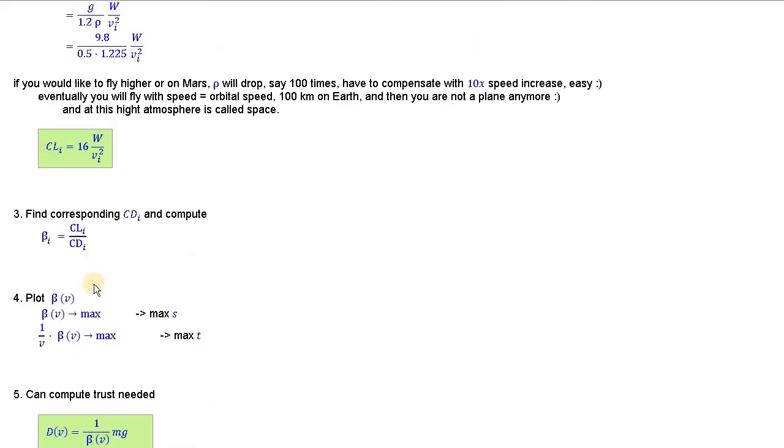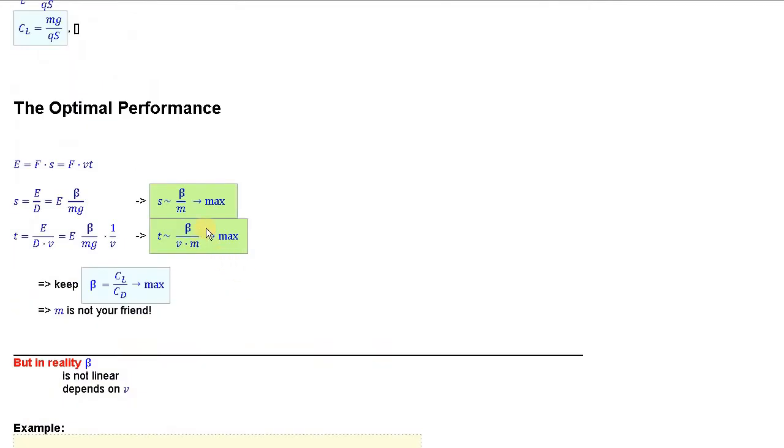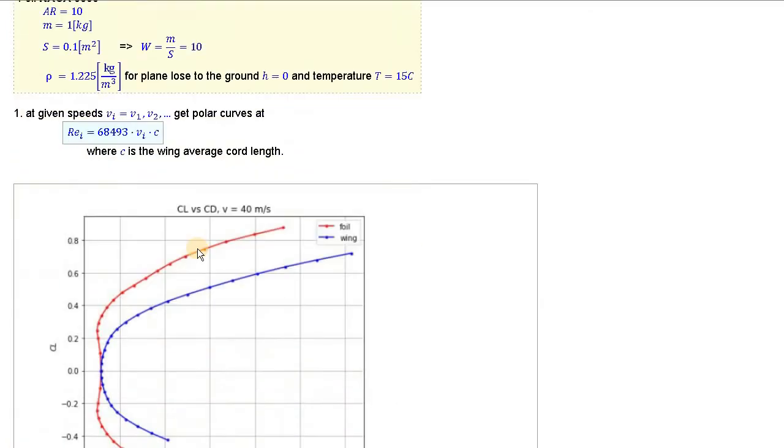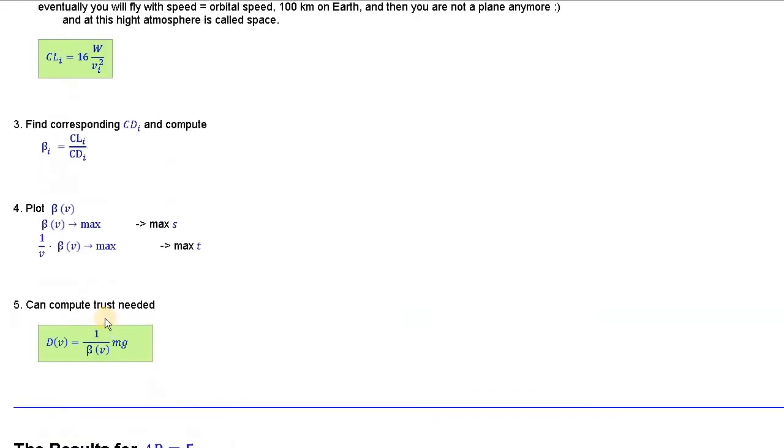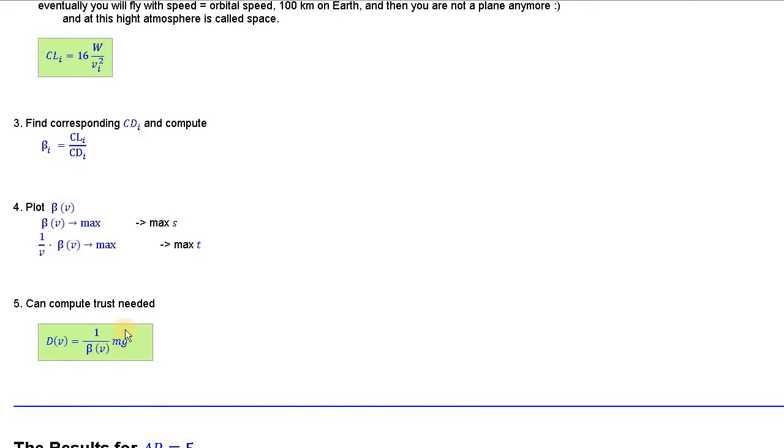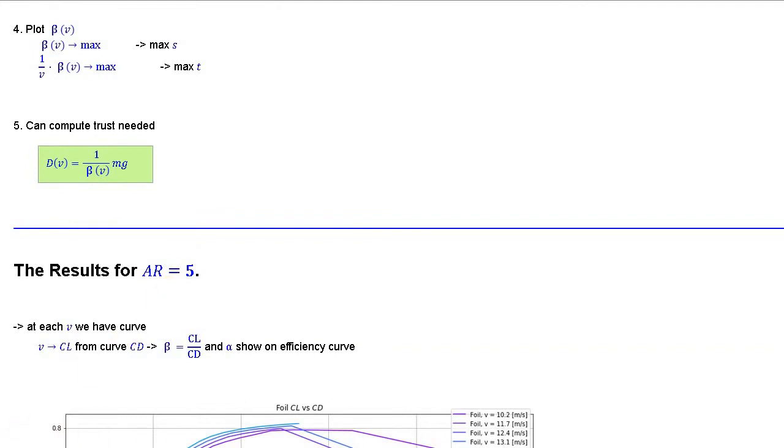And what you can do now is plot beta, because beta is the efficiency, as you have seen previously. So you know what you have to maximize: beta, or beta over speed. You can plot those things and see what you have as a result. And if you want, you can compute the power of your motor by dividing mg of the airplane by beta. Okay, so let's go to the results.